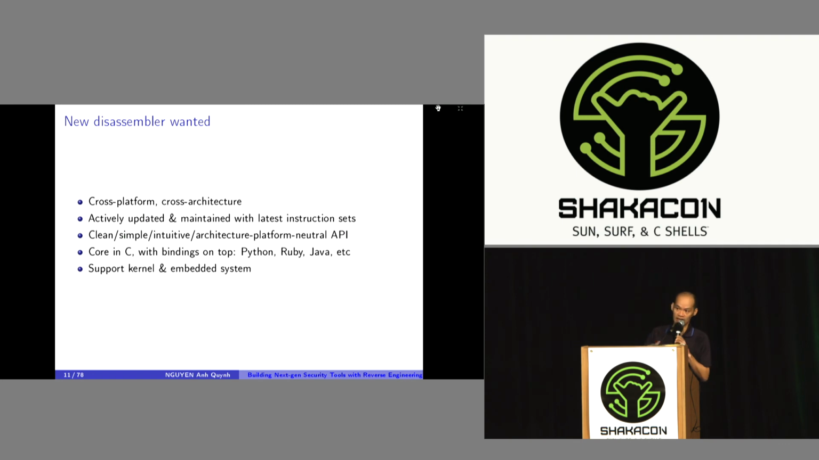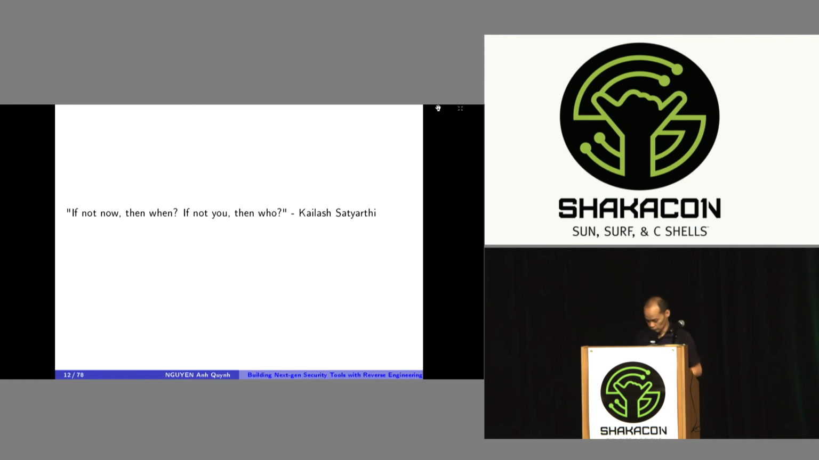So I can easily write my tools in Python, for example. And the disassembler should be compact enough so I can embed it inside the kernel or an embedded system, which has very limited space. So the point is there was nothing at that time. So I decided to step up and build Capstone.